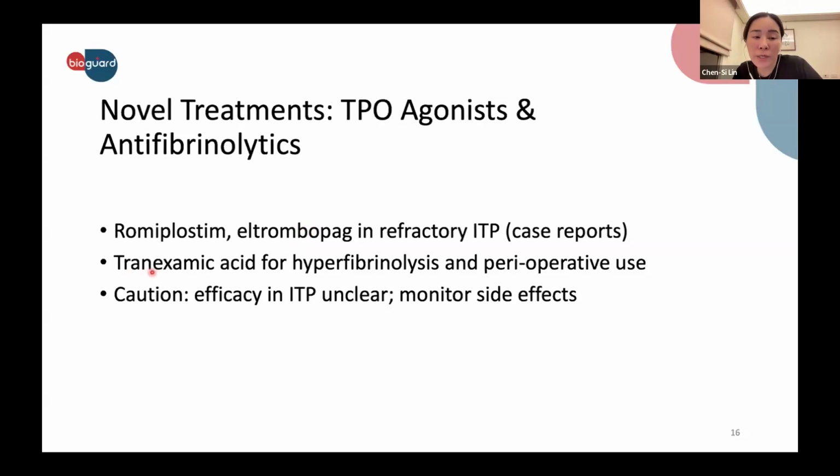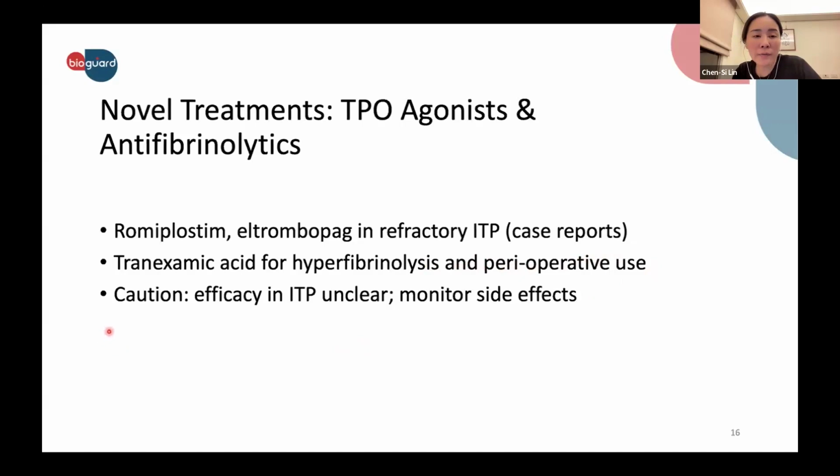Another drug we use is tranexamic acid, the so-called TXA. TXA is effective for hyperfibrinolysis because it blocks fibrinolysis, and it is used perioperatively in greyhounds and in trauma cases. So that's what we use.